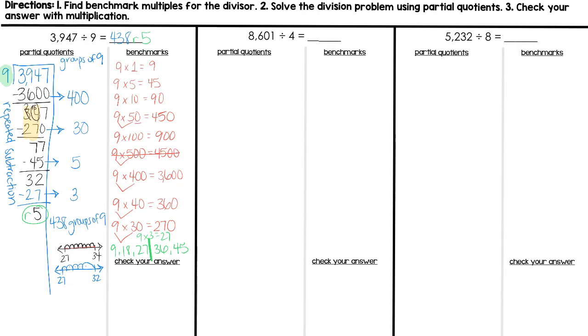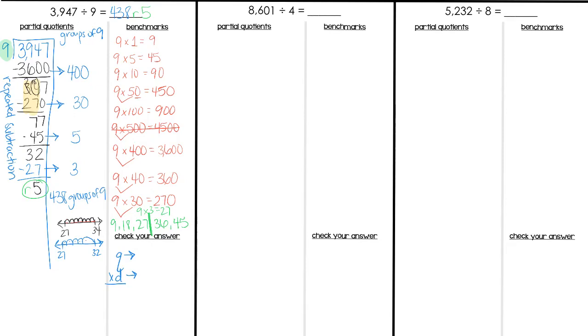So we're going to take our quotient times our divisor and see what that equals. So our quotient that we came up with was 438 groups of 9. So we're going to multiply that out. 438 times our divisor, which is 9. And I'm going to do partial products.